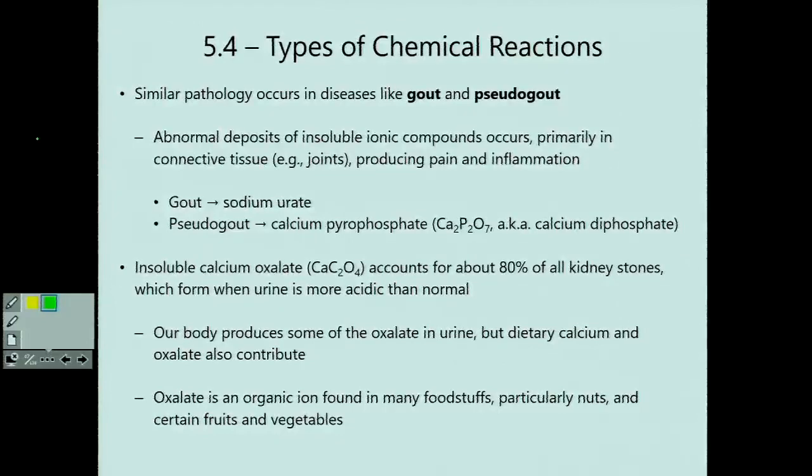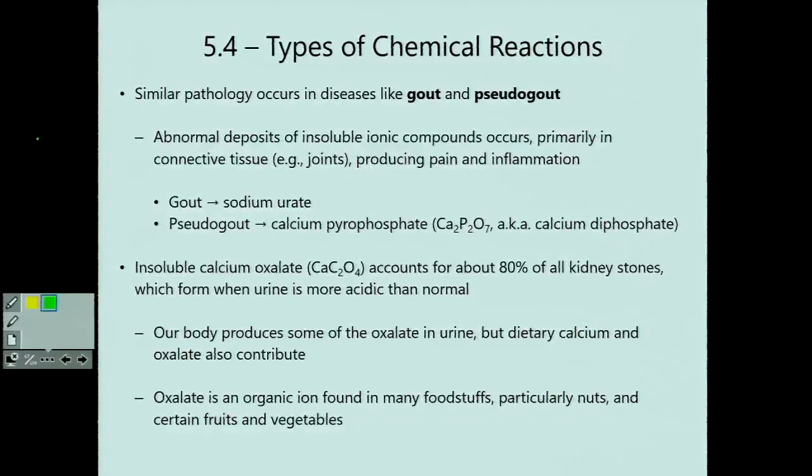It's a complex process. There's a genetic component, there's an environmental component, there's a dietary component, there's a metabolic component. But ultimately, you get these sodium urate crystals that start depositing in places, particularly in the joints, and that leads to the disease called gout. Pseudo-gout is a completely different compound.